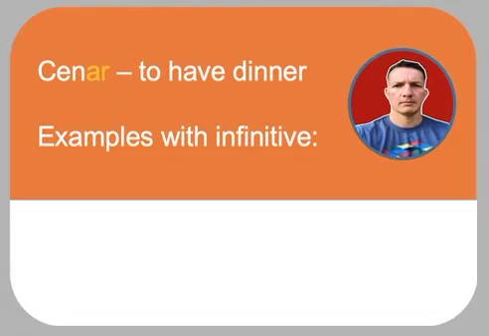So, what we already know then, we know this verb cenar. We've seen this already, and this is called an infinitive. And you can tell it's an infinitive here because it's got the AR at the end of it in yellow. So cenar, to have dinner. And we've got some examples that we've seen.